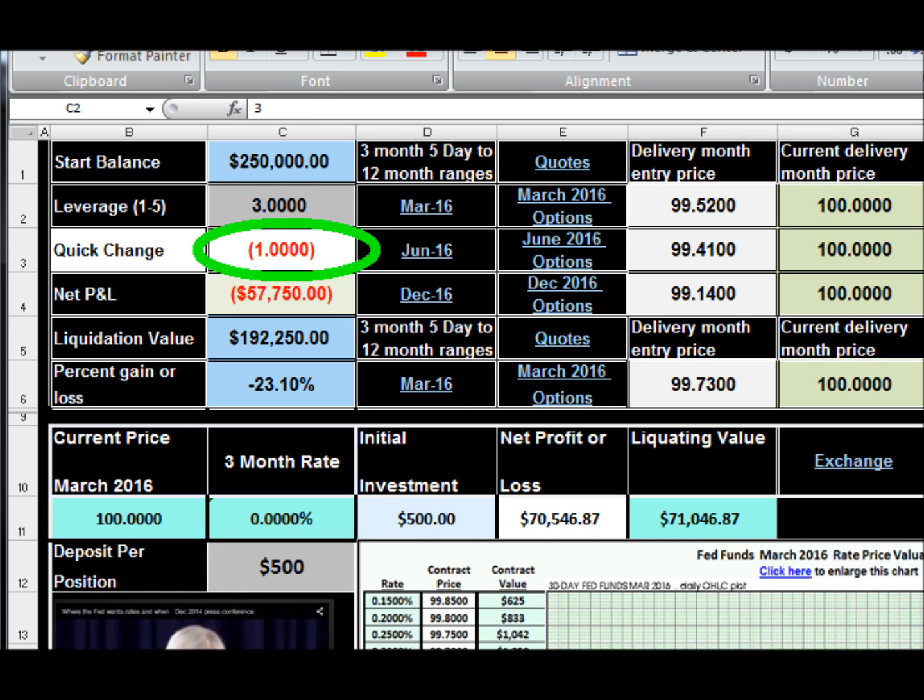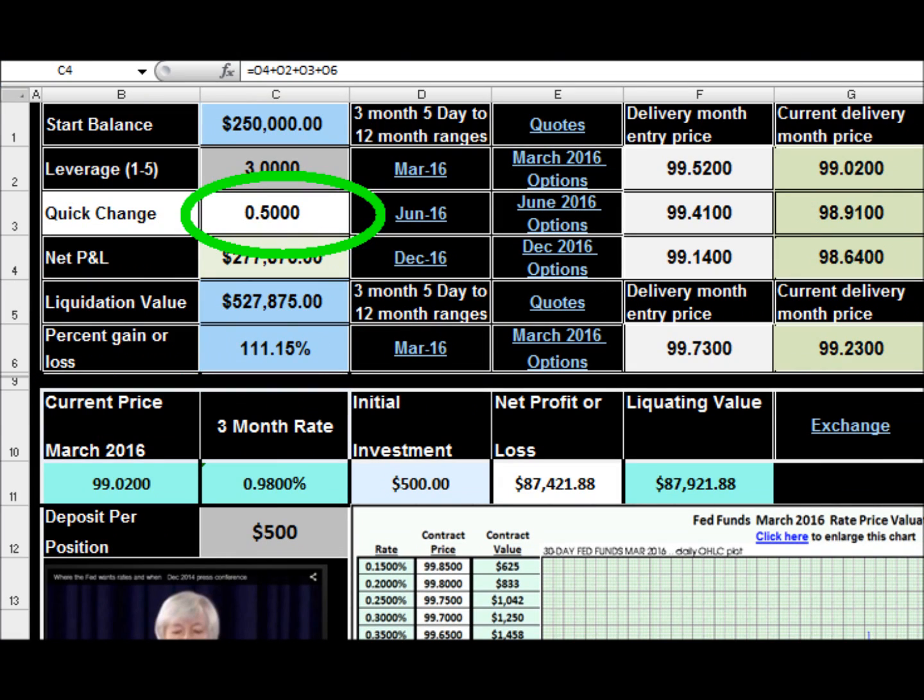On the spreadsheet, I've entered a value of -1. This will force all the contract prices for all markets and deliveries up to a price of 100, representing a rate of 0. My net loss at 0 would be $57,750, dropping the initial investment value of $250,000 down to $192,250, or a negative 23.10%.